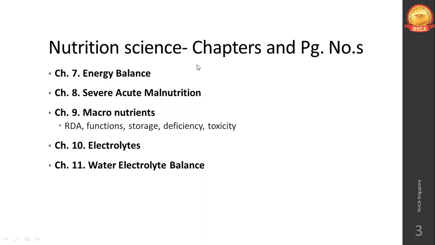Even in electrolytes, focus on the functions, RDA. That's it. Toxicity, deficiency.